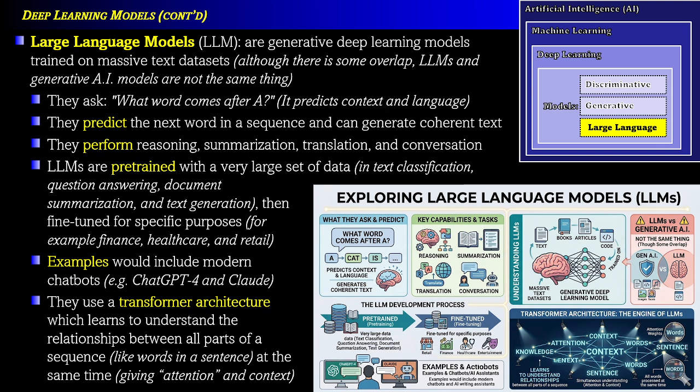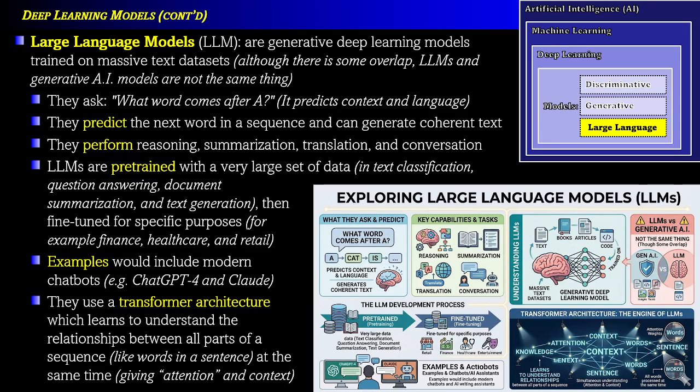So LLMs are pre-trained on very large sets of data to classify text, to answer questions, to summarize documents, and even to generate text. Then they're fine-tuned for specific purposes. For example, an LLM can be fine-tuned for finance or healthcare or retail. Some examples of modern LLMs, I mean, we know them. They're things like ChatGPT. They're things like Claude.